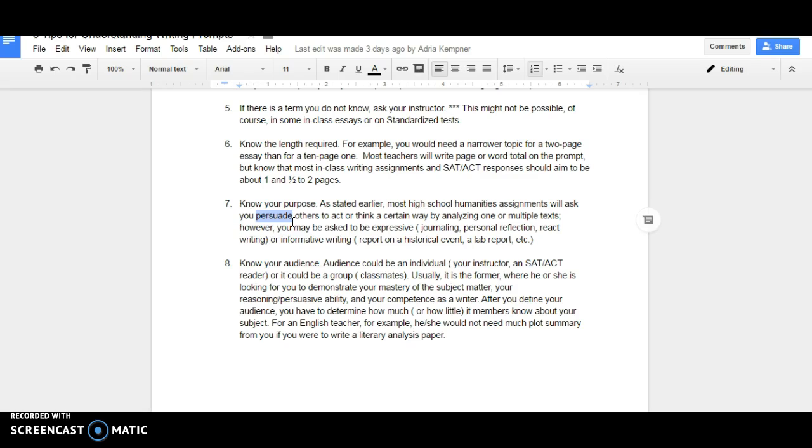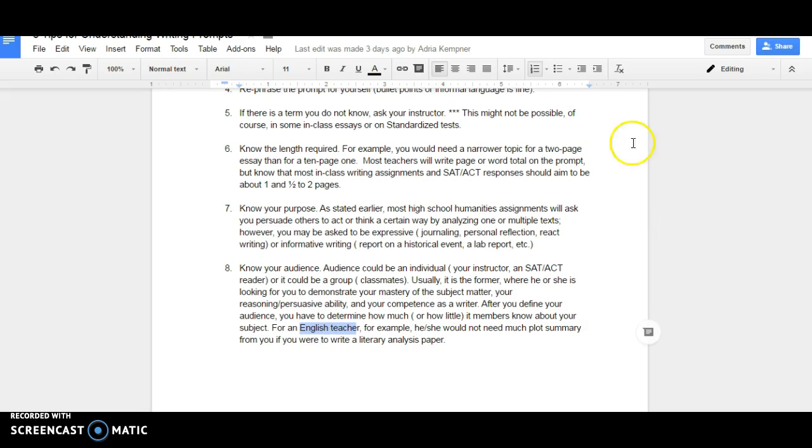And considering who will be reading this, your essay may inform your argument. And that leads to number 8. Who is your audience? If it's your English teacher, for instance, you can assume they've read the book, so you don't need to retell the entire plot. So look through these tips. I think they'll be helpful.